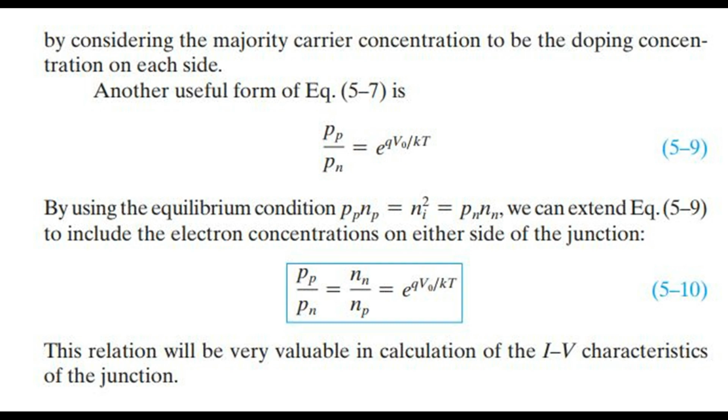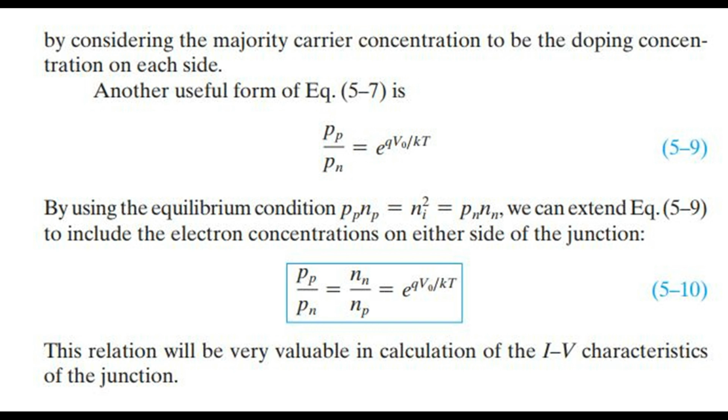Another useful form of Eq. 5-7 is obtained by using the equilibrium condition p_p n_p equals n_i² equals p_n n_n. We can extend Eq. 5-9 to include the electron concentrations on either side of the junction. This relation will be very valuable in calculation of the current-voltage characteristics of the junction.